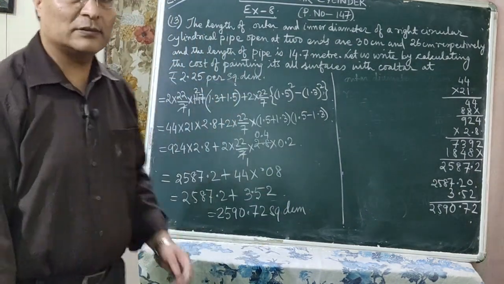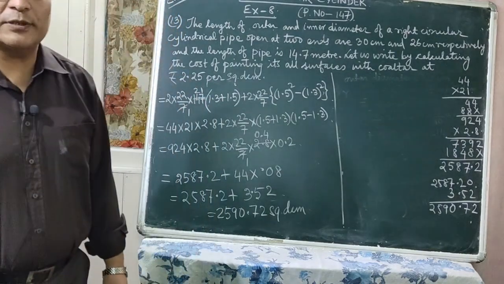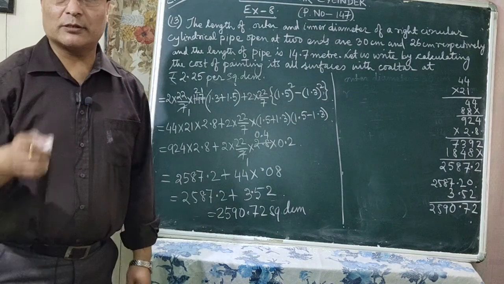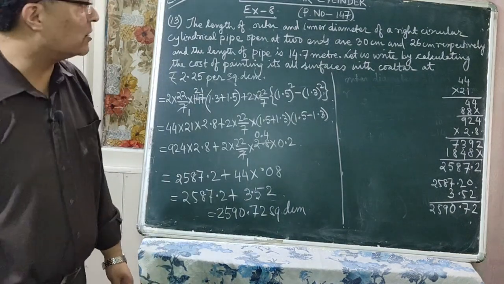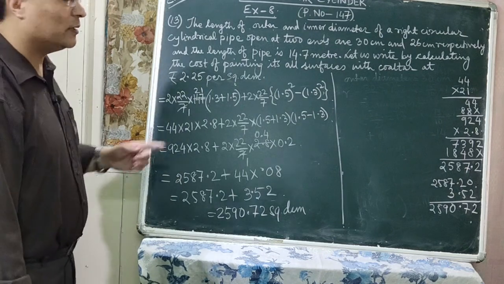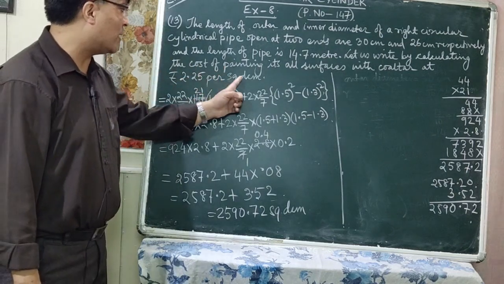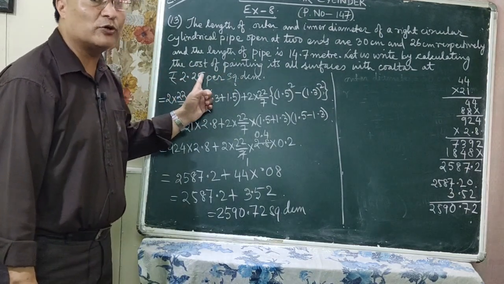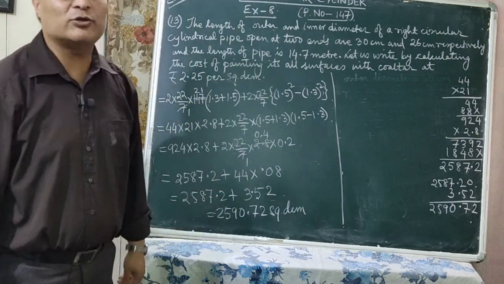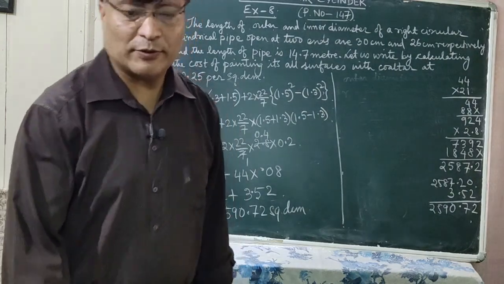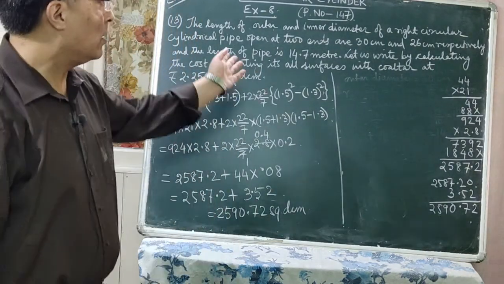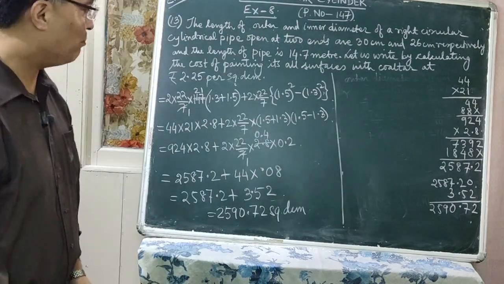So what is it now? This is the total surface area of the right circular cylindrical pipe. The 80 square decimeter ma chai ke garnu cha painting garnu parcha. Thik cha? Ta kati kharcha lagcha ta aba? Yaha question ma dieko cha, cost of painting 1 square decimeter is equal to rupees 2.25. So what is the cost of painting 2590.72 square decimeter? So you have to find out the cost of painting this right circular cylindrical pipe.